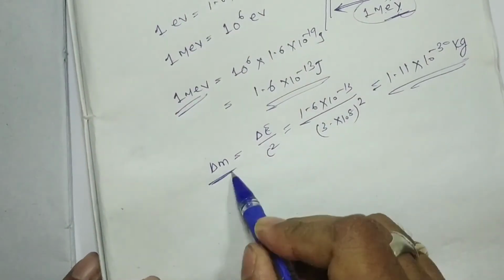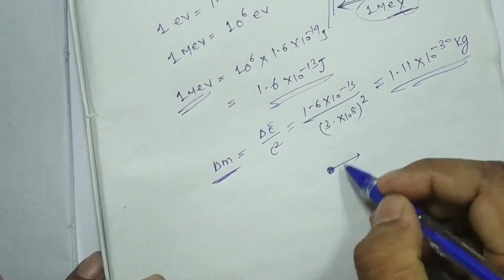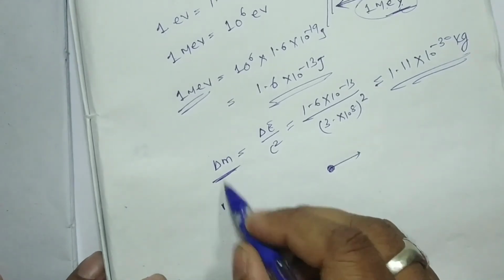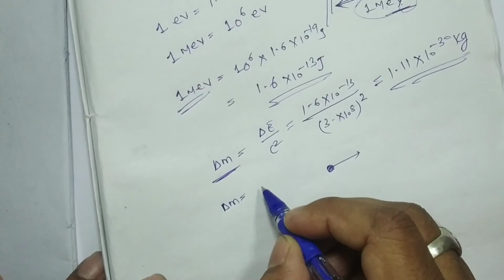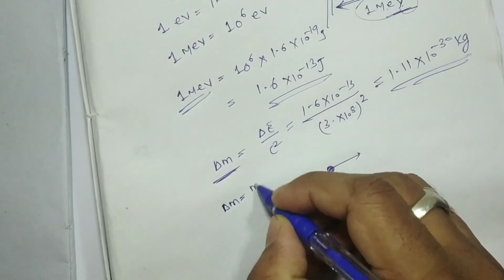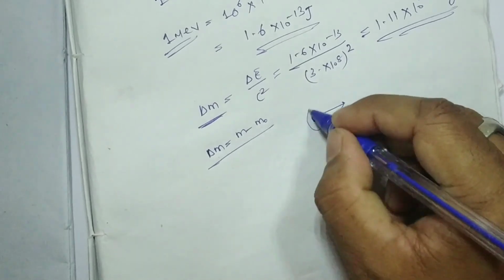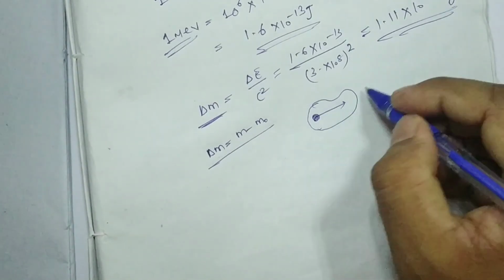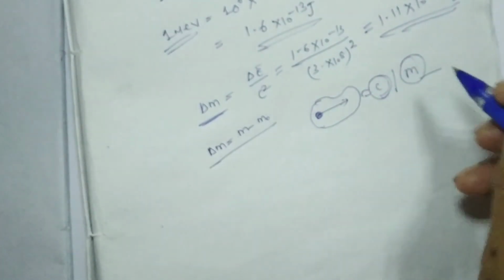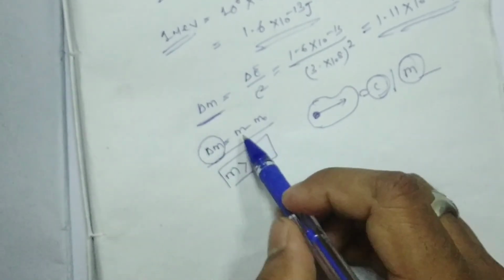So this is the change in mass. We know that whenever a particle is moving with velocity, its mass changes. So del m is nothing but m minus m0. Why is it m minus m0? Because in case of a relativistic particle, when you move at an appreciable velocity, its mass is increased. That means m is always greater than m0. So hence del m will be m minus m0.